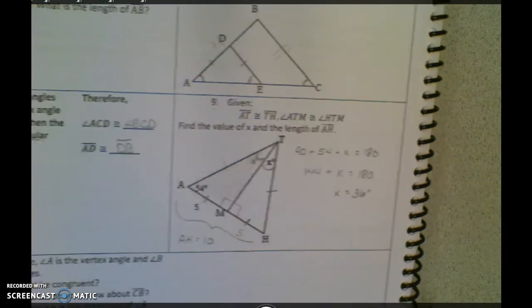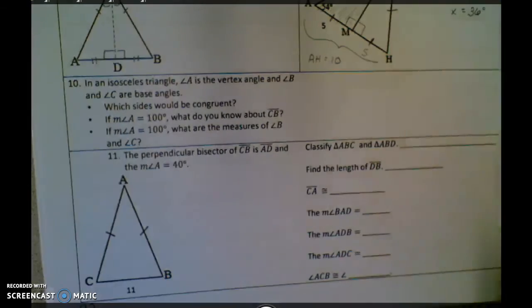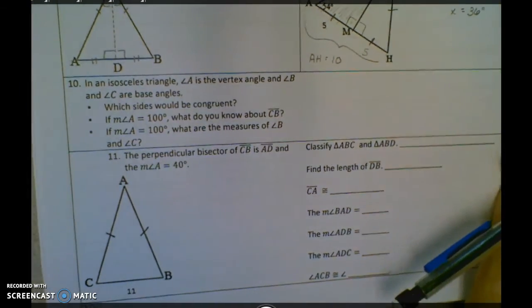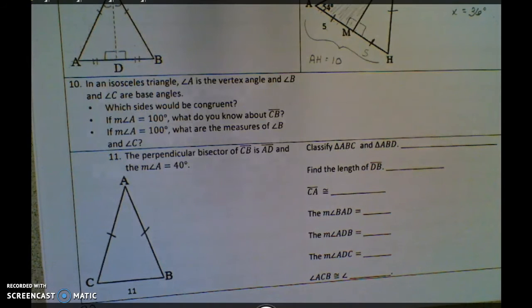So now let's look at number 10. Let me see if I can make it so you can see number 10. We have an isosceles triangle. It's not drawn for you, but we're supposed to know about it. And A is the vertex angle. B and C are the base angles.